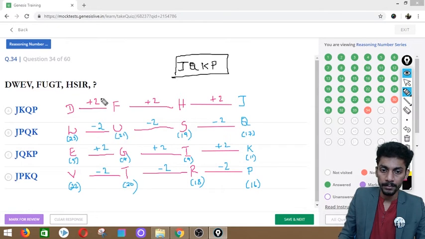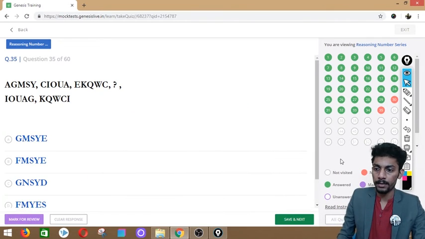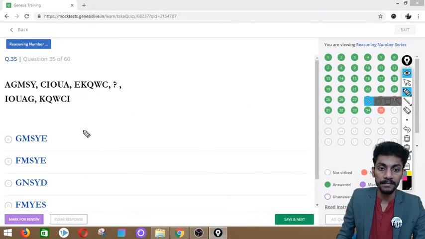The pattern followed is plus 2, plus 2, minus 2, plus 2, minus 2. That's the pattern followed, and the answer is option C. That's the solution for question number 34. Next one, question number 35.